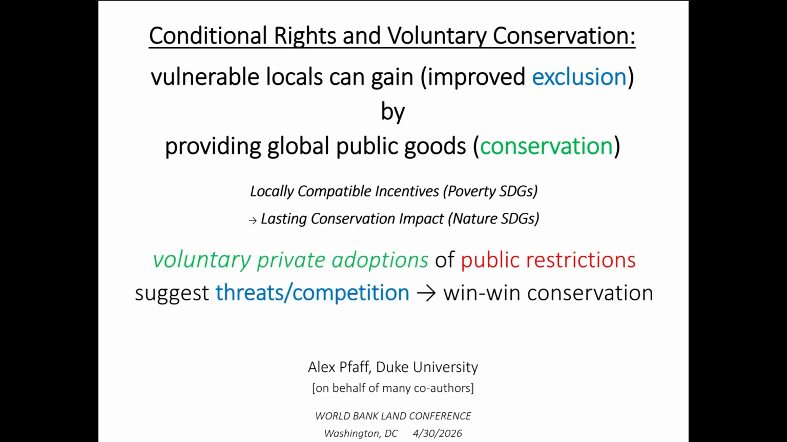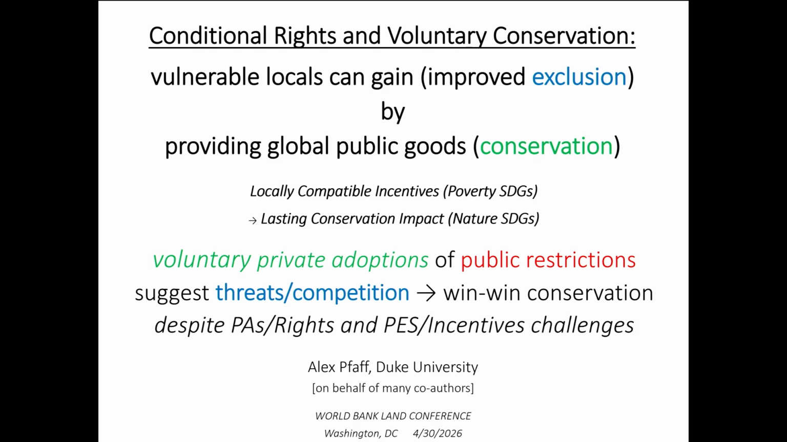Another way of saying what I'm going to do here is, I noticed that people were saying something I thought was very odd, which is, please restrict me, which doesn't sound maximizing. The voluntary private adoption of public restrictions, could you please come and limit me? I thought that sounded strange, and I tried to figure out why. I think it suggests that if you are threatened or heavily competed, that may set up this win-win conservation in which there are local gains from providing global public goods. In particular, I think these conditions address very standard challenges for both rights-based conservation, PAs, and incentives-based conservation.